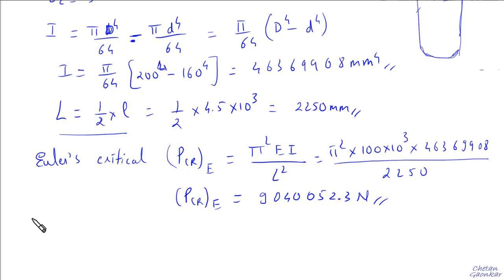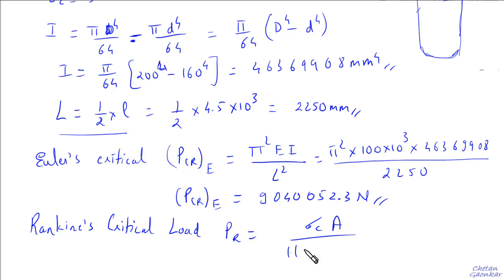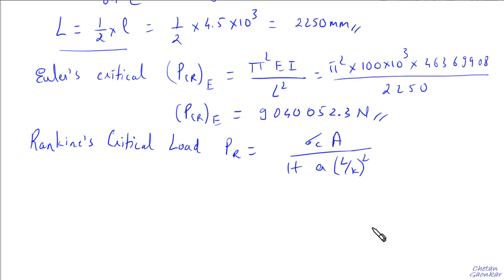Alright, so from Euler's critical load formula we got this value. Let us now find it from Rankine's critical load formula. We know that it is sigma_C A divided by 1 plus a times (L divided by K) the whole square. But here, what is K? If you remember, K is the radius of gyration. K square is nothing but I divided by A. So I can find K as the root of I divided by A.